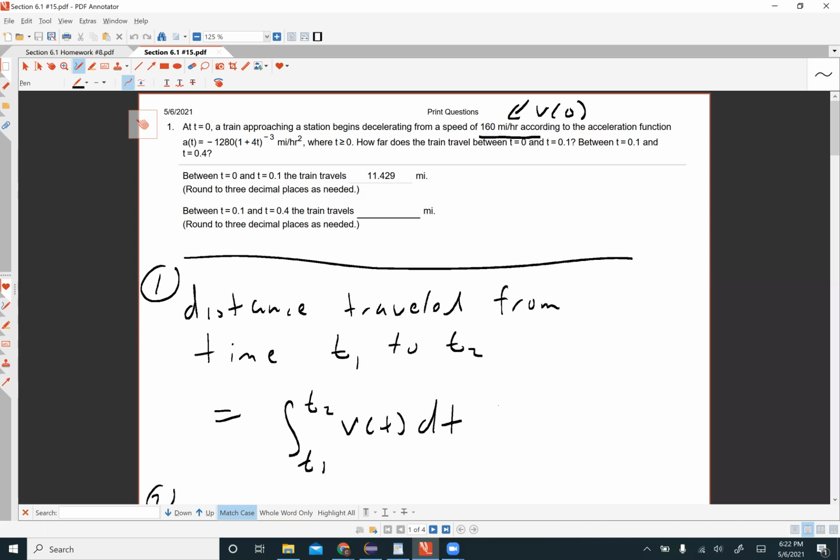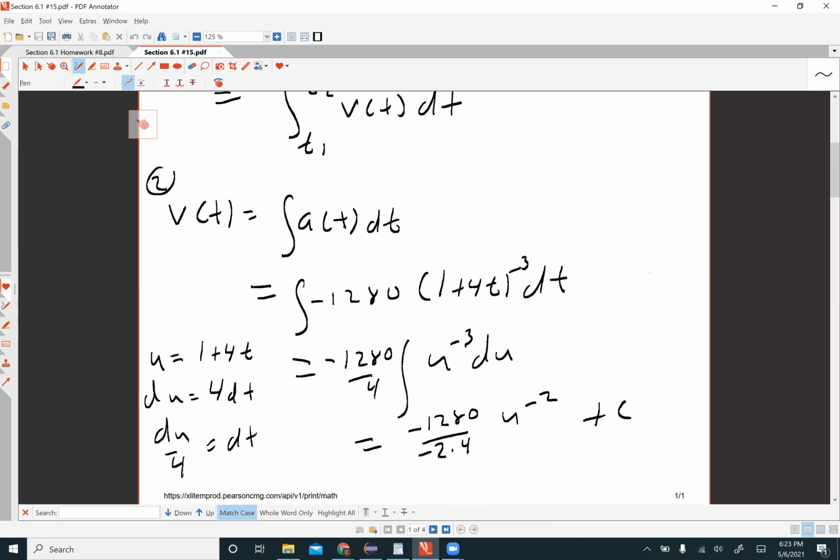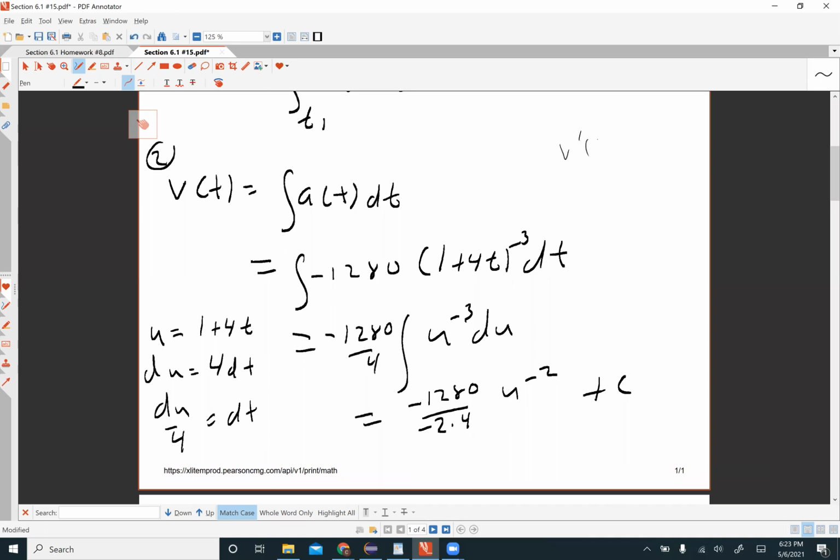So we're given an acceleration function. The first thing we have to do is find a velocity function. Well, we know the velocity is the antiderivative of the acceleration, so we have to solve this indefinite integral. Right now what we're trying to do is get a velocity function from the acceleration function. We know that v prime of t is a of t, so we have to solve this differential equation. And we're also told that v of 0 is 160.